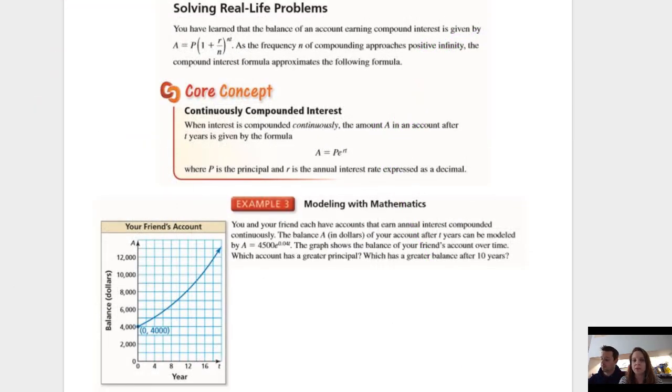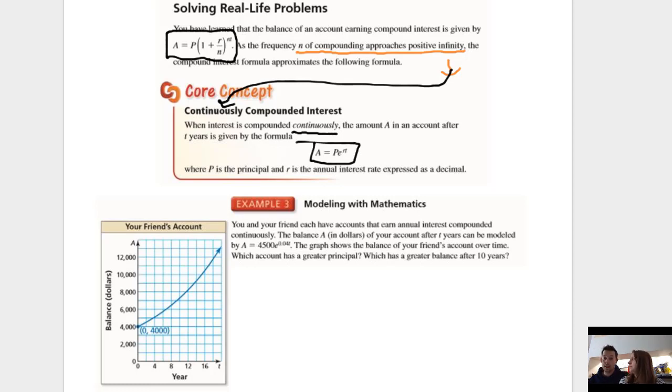Solving real-life problems. You have learned that the balance of an account earning compound interest is given by this formula, which we learned in lesson 1 before this. As the frequency n of compounding approaches positive infinity, the compound interest formula approximates the following formula. Continuously compounded interest. When interest is compounded continuously, the amount A in an account after t years is given by the formula A equals PERT, which is P e to the rT, where P is the principal, r is the annual interest rate expressed as a decimal.